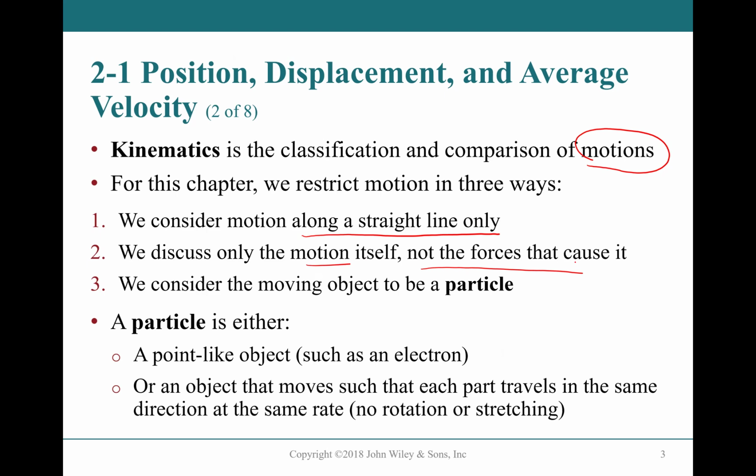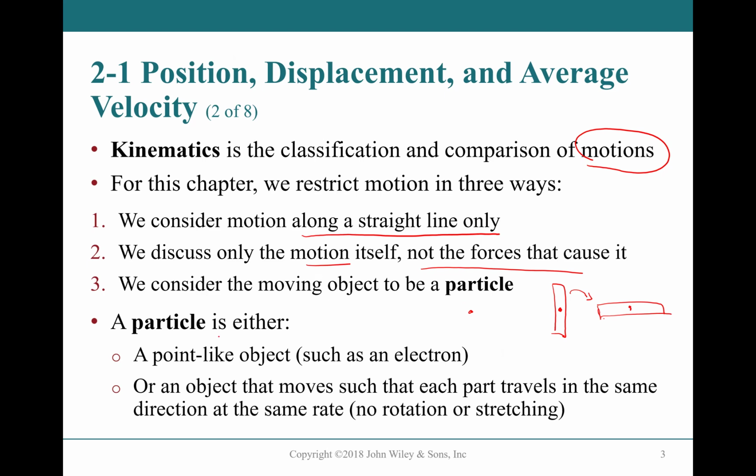And we only consider the moving object to be a particle. If you have a pen and you rotate it, its orientation may change like this. But if we consider this pen a particle, a particle does not have orientation. A particle is a mathematical point. So we are not going to consider the rotation, only the one-dimensional motion.